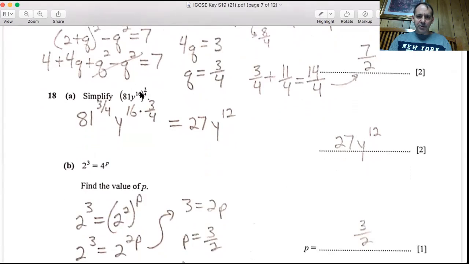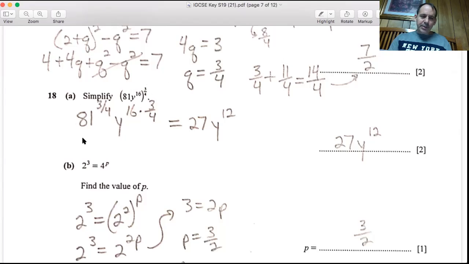The 81 is multiplying by the y to the 16th. Exponents distribute to multiply and divide. They do not distribute to add and subtract, like we talked about up here. They do distribute to multiply. So the 3/4 goes to the 81, and the 3/4 also goes to the y to the 16th.